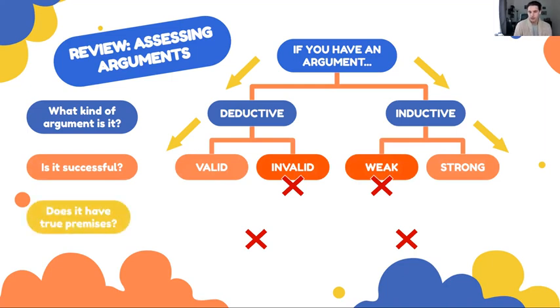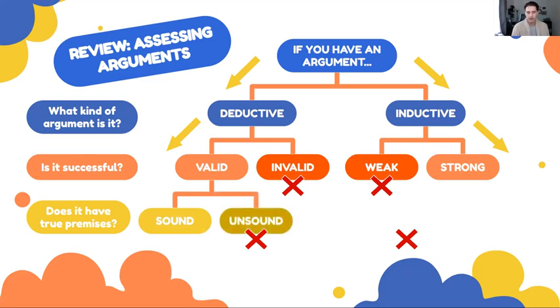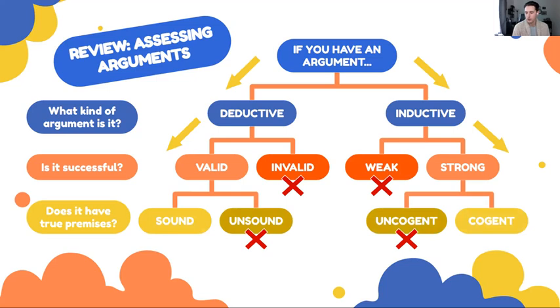Then we ask, does it have true premises? So a deductively valid argument with all true premises as well as a true conclusion is sound. If it's invalid, then it's unsound, or if even one premise is false, then the entire argument is unsound. For inductive arguments, they're either strong or weak, but all strong arguments with all true premises as well as a true conclusion are said to be cogent, and if that's not the case, then they're uncogent. So I hope this flow chart is at least somewhat helpful to us as we really think about arguments and how we assess them.